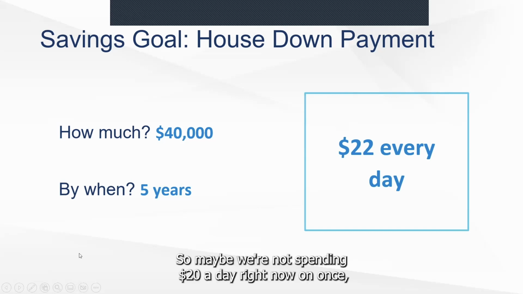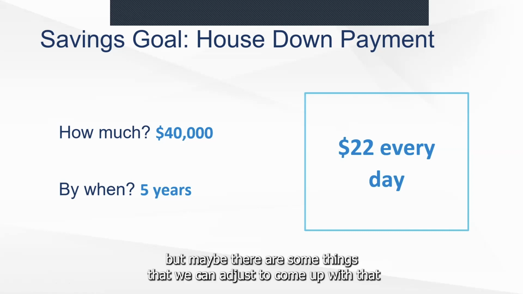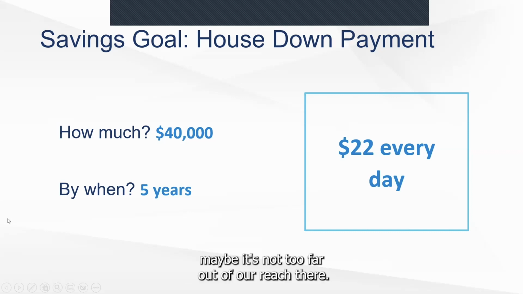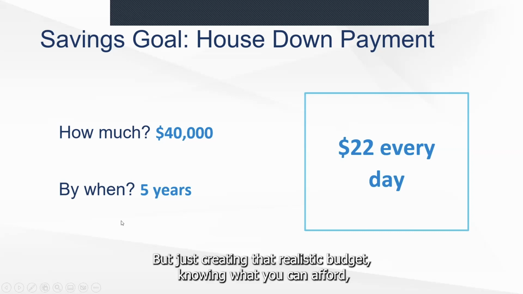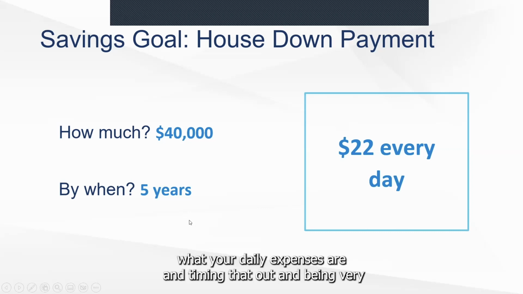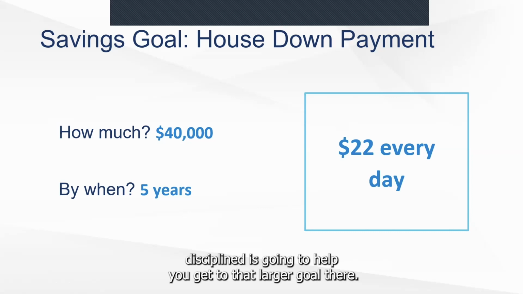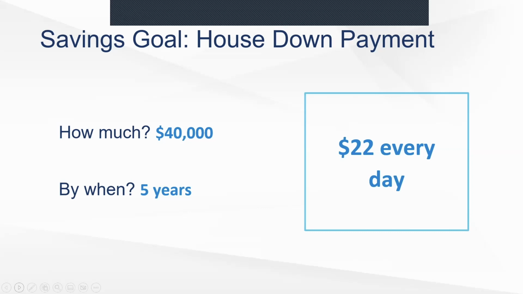So maybe we're not spending $22 a day right now on wants, but maybe there's some things that we can adjust to come up with that. Maybe it's not too far out of our reach there. But just creating that realistic budget, knowing what you can afford, what your daily expenses are, and timing that out and being very disciplined is going to help you get to that larger goal there.